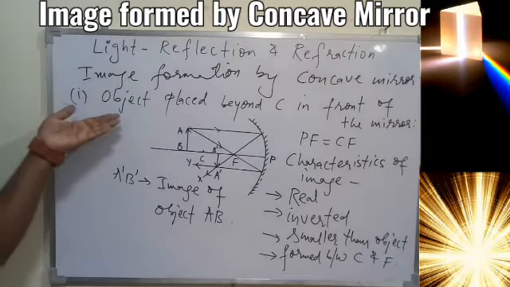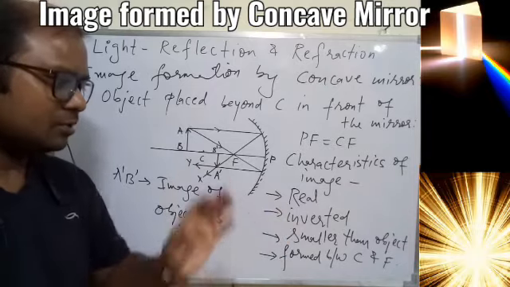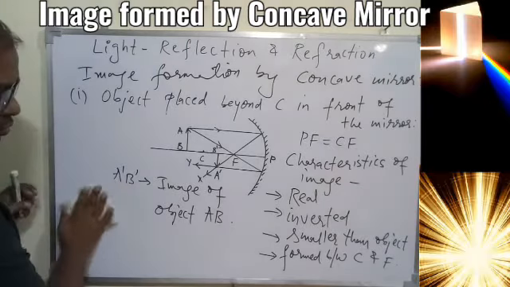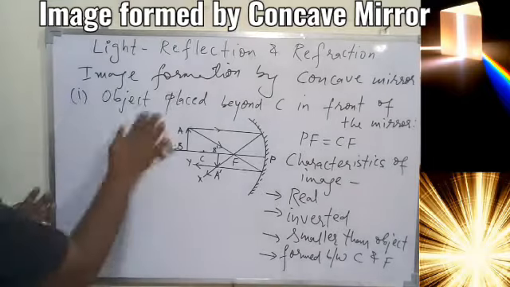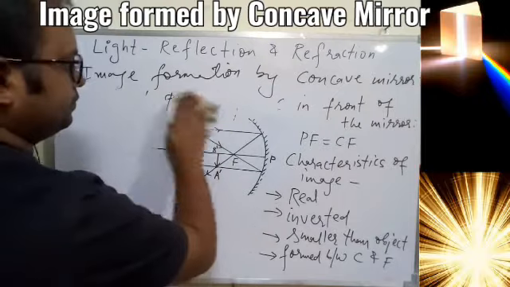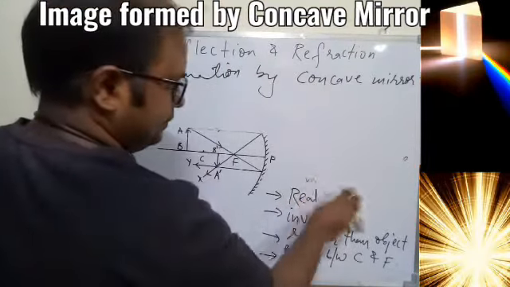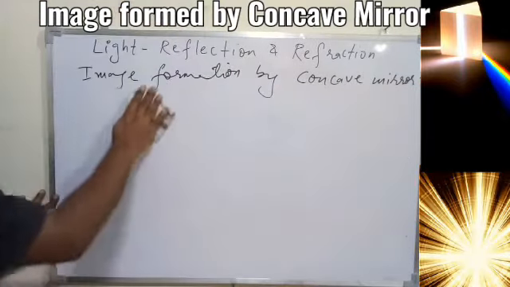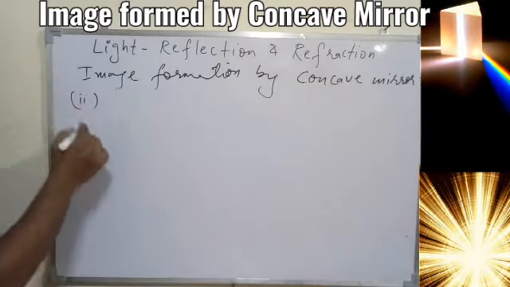So we got, if an object is placed beyond C, what kind of image will be formed by the concave mirror. That is understood now, and you have to remember that. So let's take another case, case number 2.